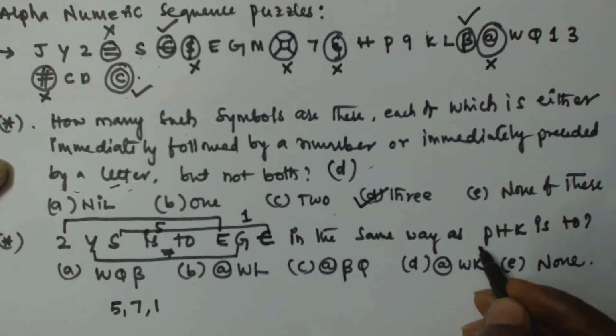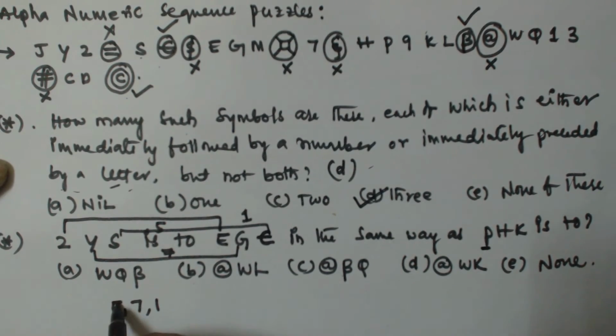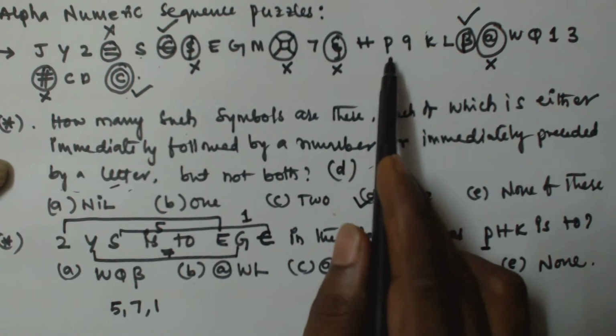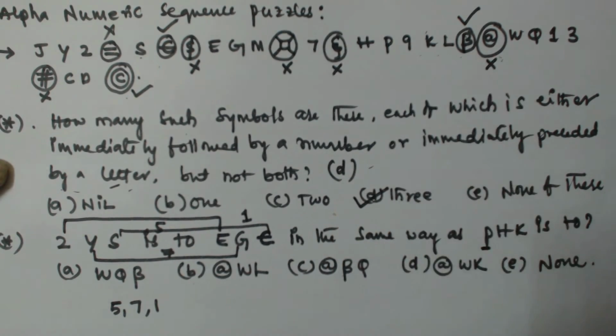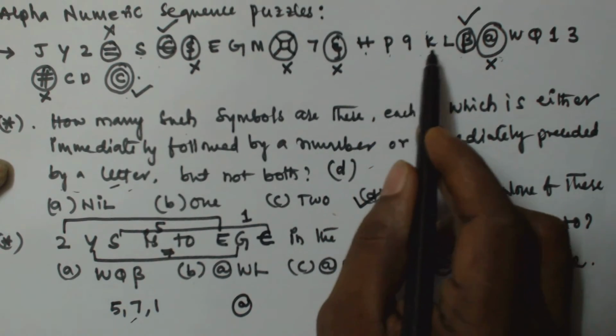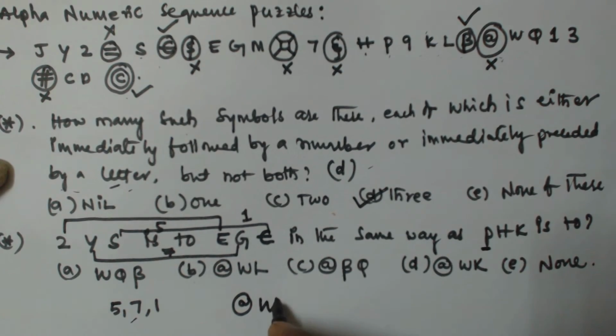So in the same manner, PHK. So from P we have to go 5 steps to get the corresponding letter. Okay, so where is P? P is here, 5 steps, 1, 2, 3, 4, 5. So after 5 we are getting at the rate of. And next from H we have to take 7 steps. H is here 1, 2, 3, 4, 5, 6, 7. So that means we are getting W.